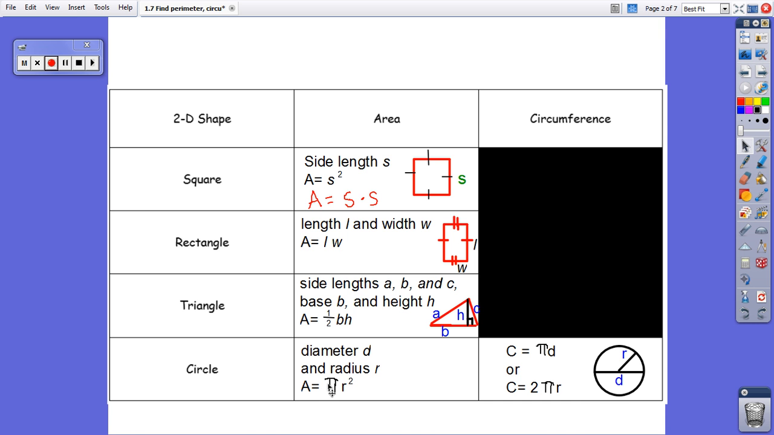Alright, so for the area of a circle, it's pi. Make sure you're using your pi button on the calculator so that you get an exact answer. It's pi times r squared. And then for circumference, you have two formulas. Pick whichever one you want, or write both of them down. Pi times diameter, or 2 times pi times the radius. Okay, make sure you have those all copied, so you may want to pause here before I go on.